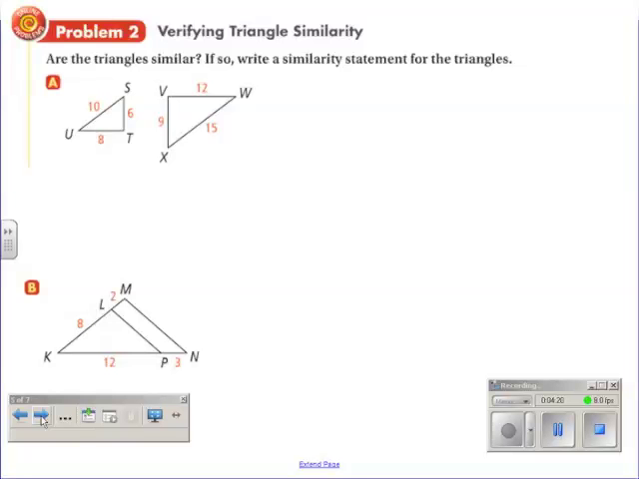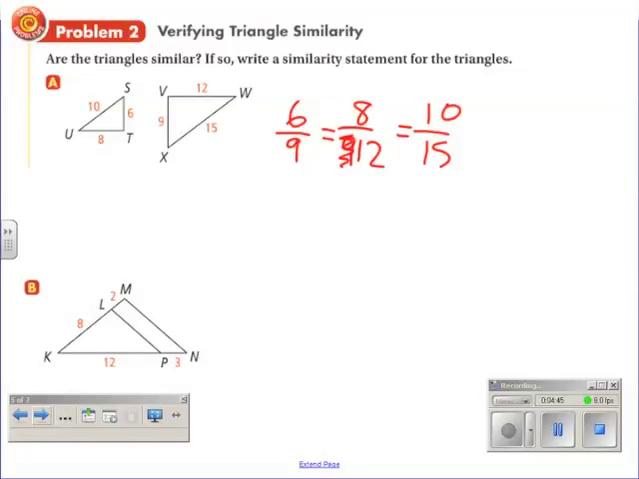So 6 is to 9, those are my two short sides. Now if I pick off the middle lengths in the triangles, I'll say 8 is to 9. Sorry, let me erase that. 8 is to 12. That's the middle length. And then the last one would be 10 is to 15.